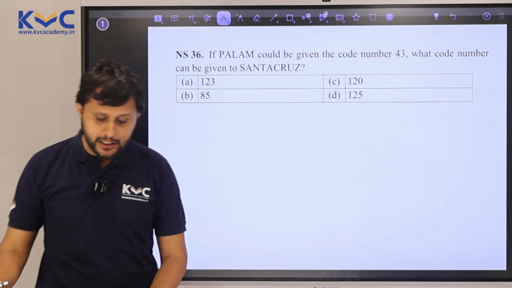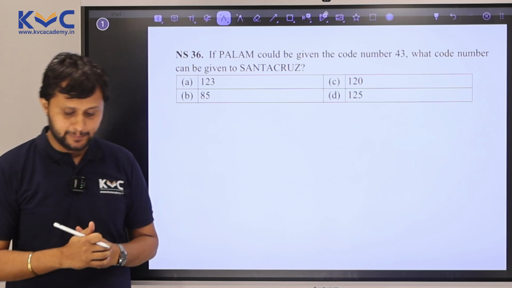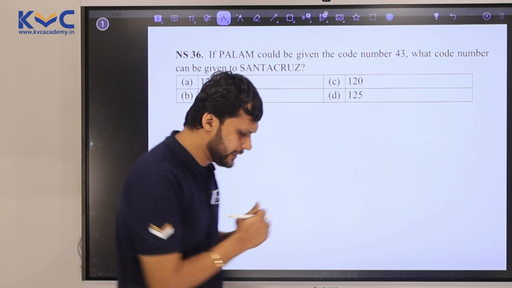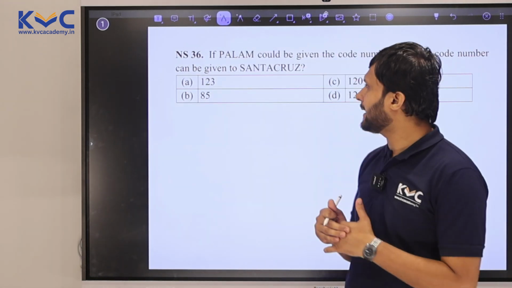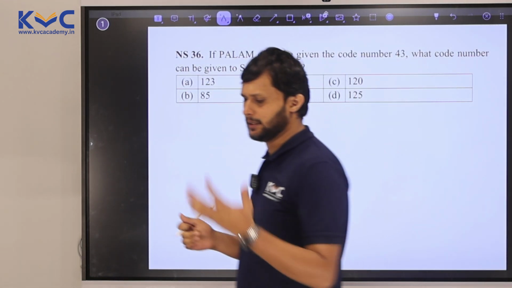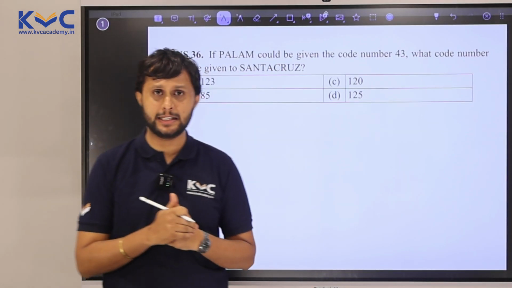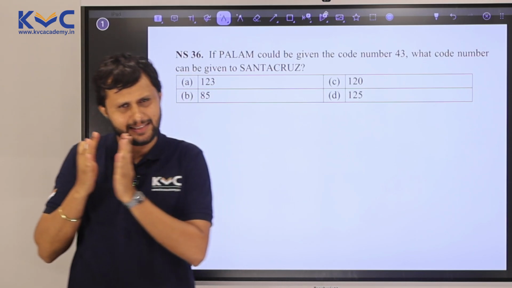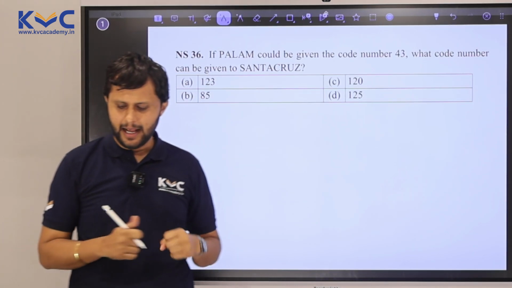Moving on to the next question. If PALAM could be coded as 43. Something similar we have done earlier also, correct? We'll try to use the same logic. P will take the letter that is associated with these, we'll take the number that is associated with these letters, that is the number in the English alphabet, and then we'll try adding.